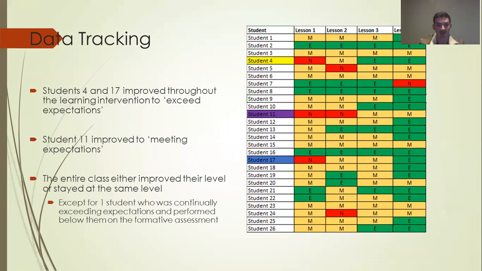If we go back to our data tracking, we can see that students 4 and 17 improved throughout the learning intervention to exceed expectations. Student 11 improved to meeting expectations, and the entire class either improved their level or stayed at the same level, which was really good to see. Except for one student who, throughout the intervention, was continually exceeding expectations, and just on the day of the formative assessment, he performed below them. I spoke with him afterwards, and he did have a bit going on that day, and he just wasn't quite focused on the task. But moving forward in the rest of the lessons, he was back on track and performed well.